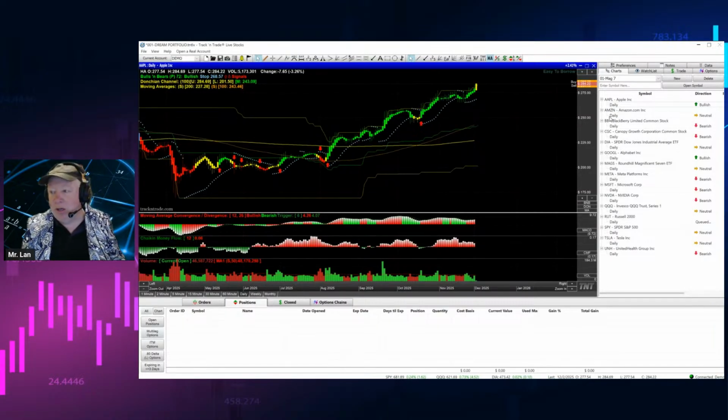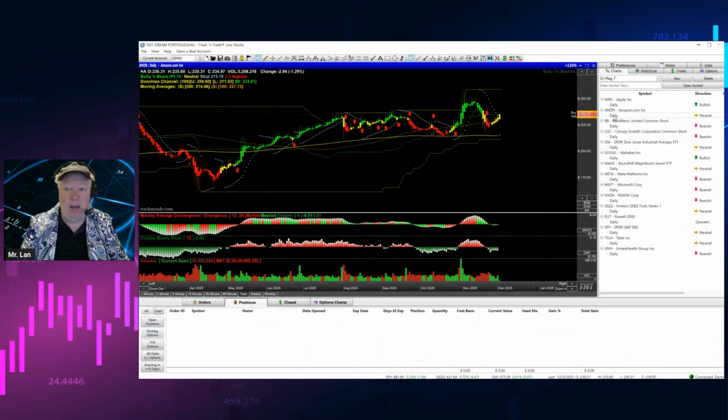So let's not do Apple again. Let's do Amazon. All right. Amazon's just kind of going a little bit sideways. Now, when we trade options, remember, we're going to do a call option or a put option. There are only two types of options, but we can buy a call or we can sell a call. We can buy a put or we can sell a put.